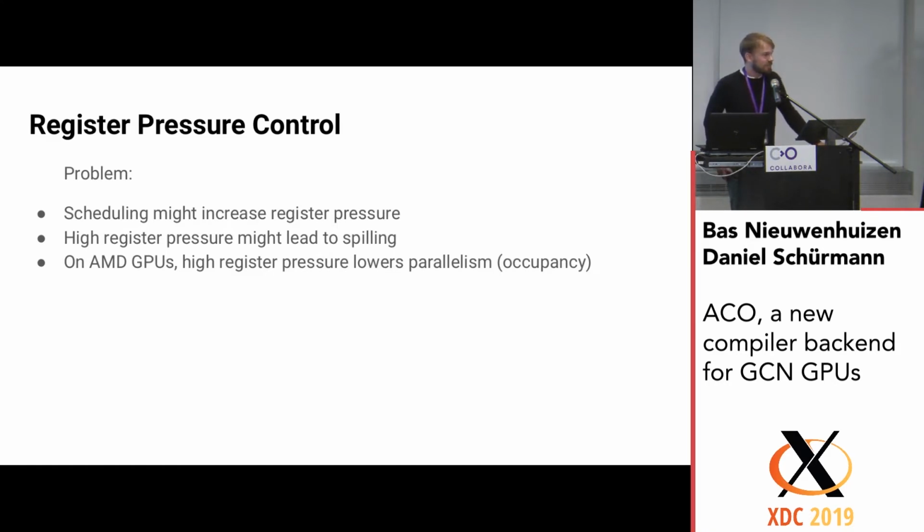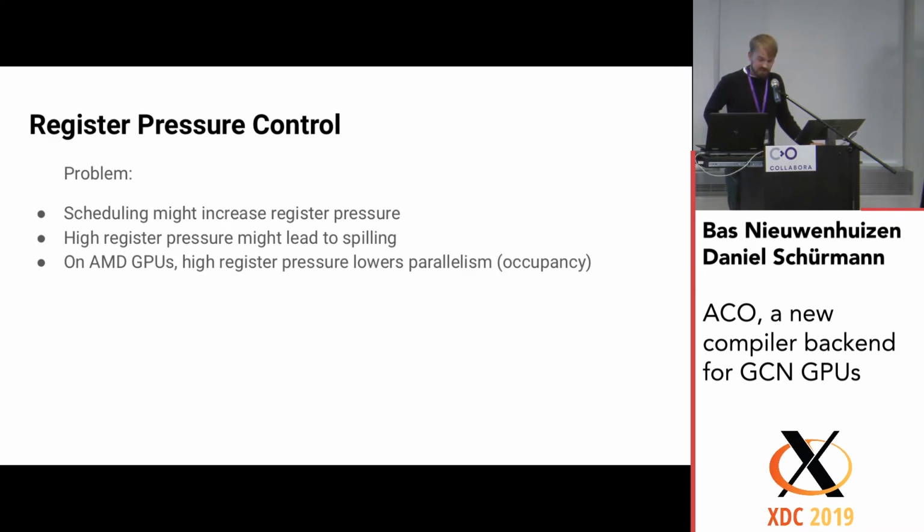And on AMD GPUs, and as far as I know also on NVIDIA, the register file is shared between the hardware threads executed on the SIMD units. So a SIMD unit on AMD GCN GPUs has 256 vector registers, and these are divided among at most 10 hardware threads, or we call them waves. This means the more registers your shader uses, the less parallelism you get.